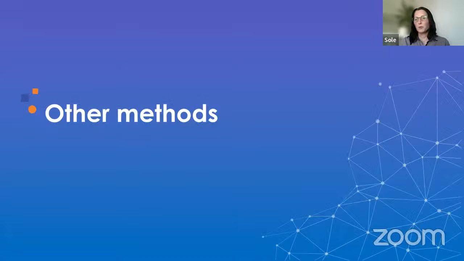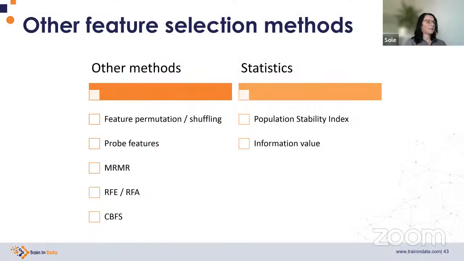So what can we do if the wrapper methods are too computationally costly and we don't have embedded methods for the algorithms that we want to train? Well, there are other methods that we can use. And there are actually quite a few. One that is quite popular is feature permutation or feature shuffling, which is the one that I'm going to describe in the coming slides. Another method is, for example, probe features.